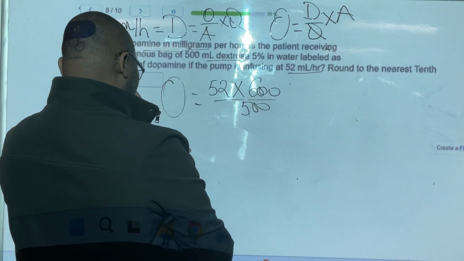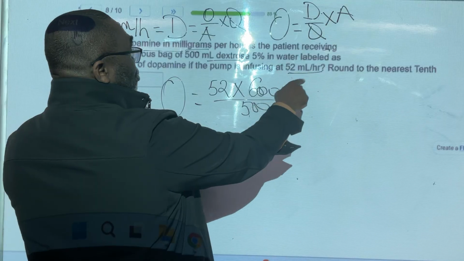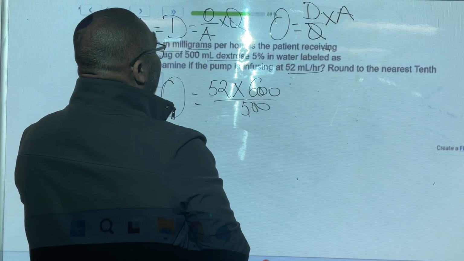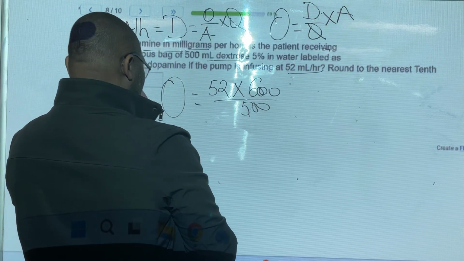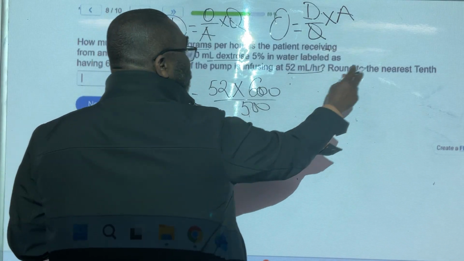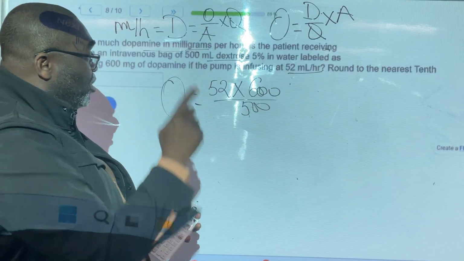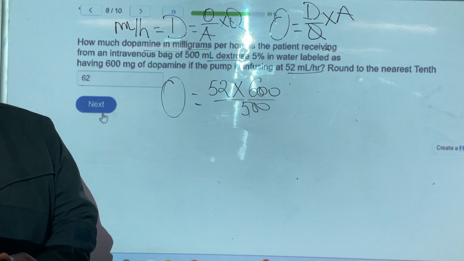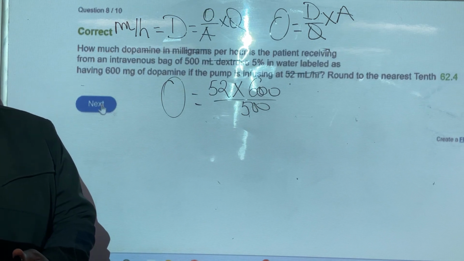So let's go down there. So we got 52 times, that is your dosage. You multiply that by available, which is 600, and divide that by quantity, which is 500. You got 62.4. They say round to the nearest tenth. So you cannot put that as 62, no, because they say round to the nearest tenth, so it will be 62.4. All right. So now move on.